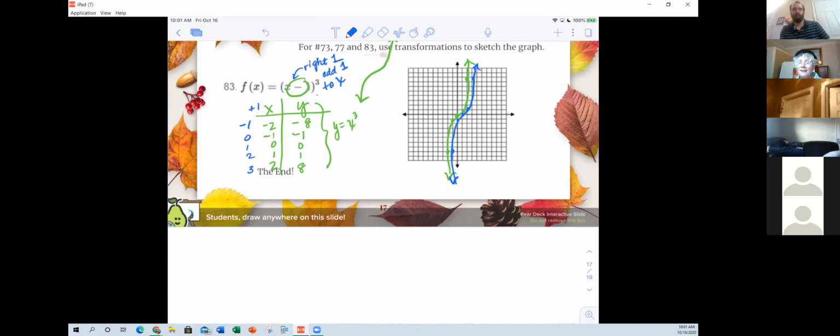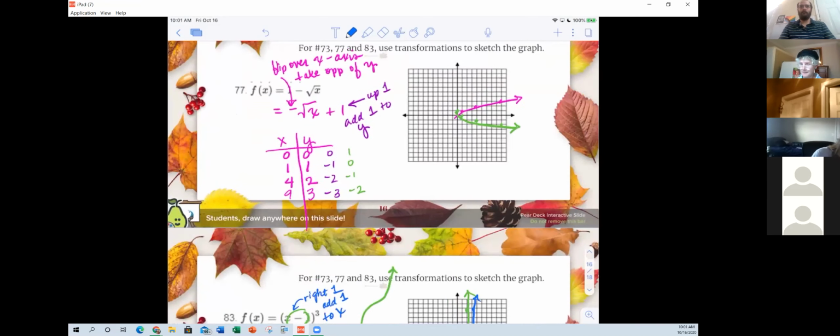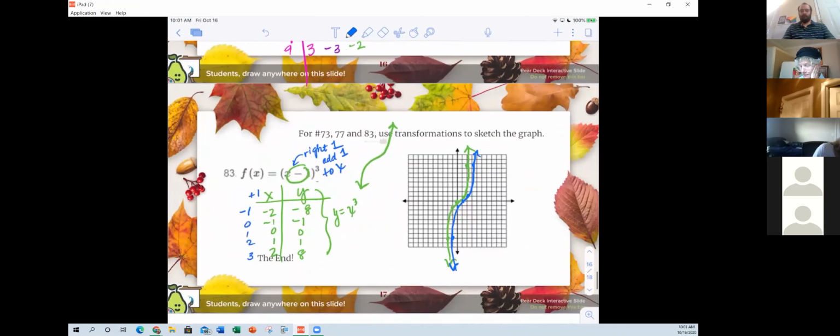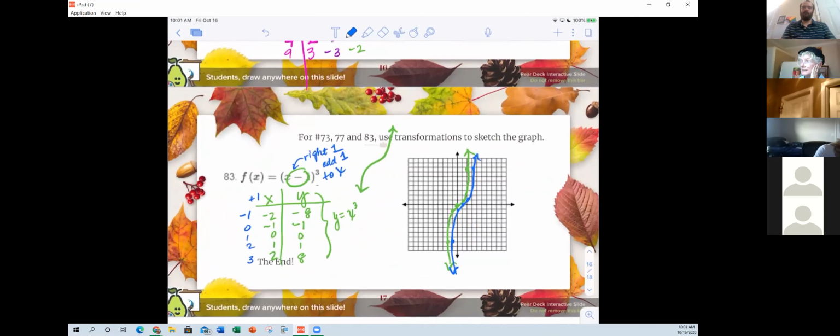And that's it for today. On Monday, we'll be doing more of these, only we'll be tacking on stretches and shrinks. These are called rigid transformations because the shapes did not change at all. You kept the same shape, you were just moving it around. On Monday, we'll be stretching and shrinking them, so they'll keep the same shape, but they'll look fatter or steeper or wider. It gets a little more complicated, but it's basically the same thing.